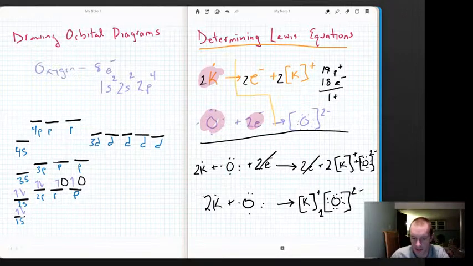So what this tells us is 2 potassium atoms will react with 1 oxygen atom to form a substance made of potassium and oxygen. And the reason that this works is because each potassium atom is going to give up one of its electrons to an oxygen to make it happen.